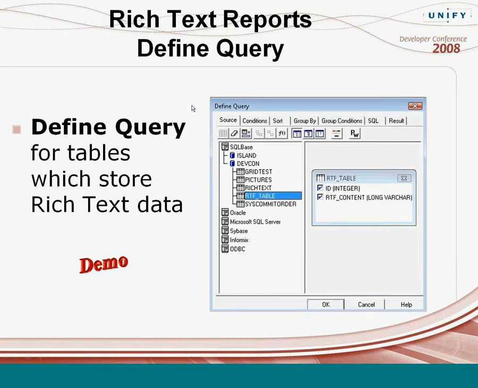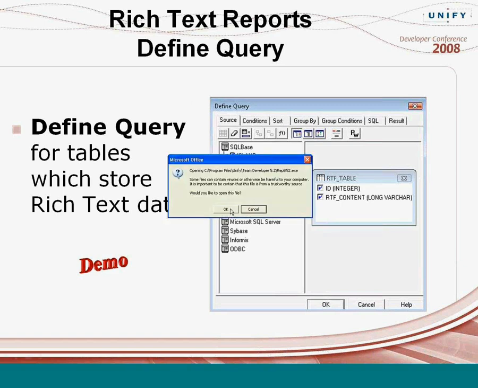There's one other way to create rich text reports from your Report Builder, and it is by defining a query. When you create a query from Report Builder, you can select a table that has RTF data in it. So for tables that store rich text data, I can create a report, not only a report template starting from scratch, but also a report template which selects data from my database. It works exactly the same way as before. Let's go ahead and take a look at it.